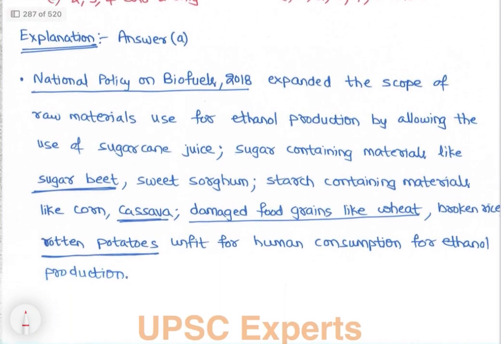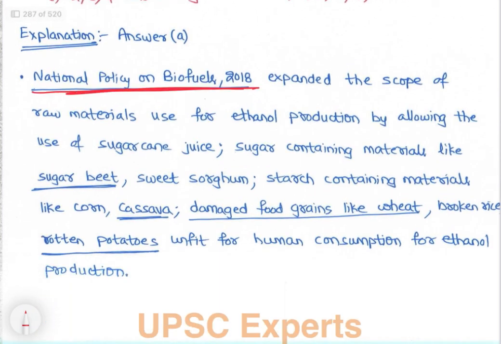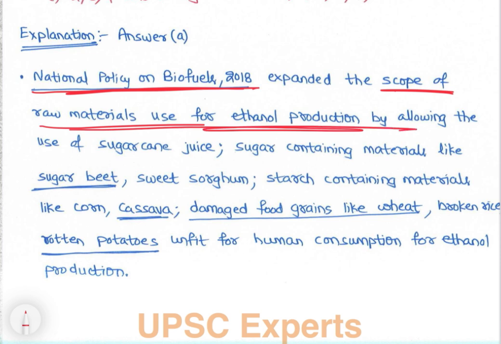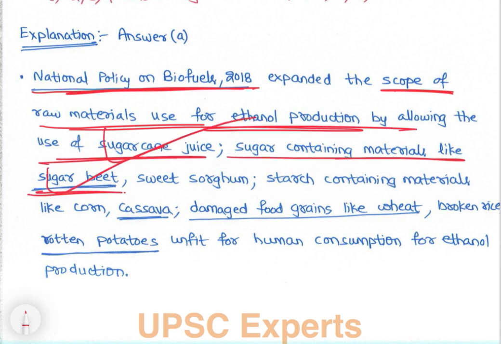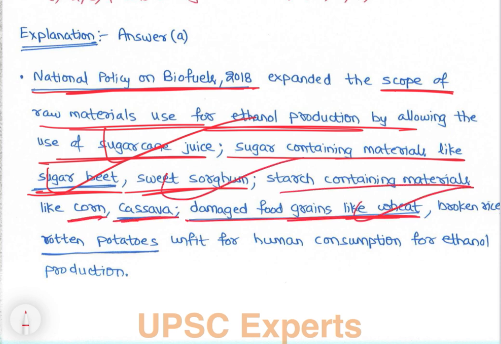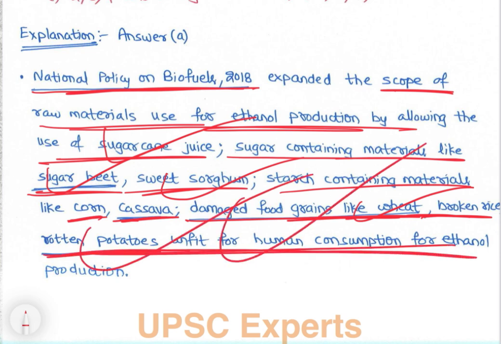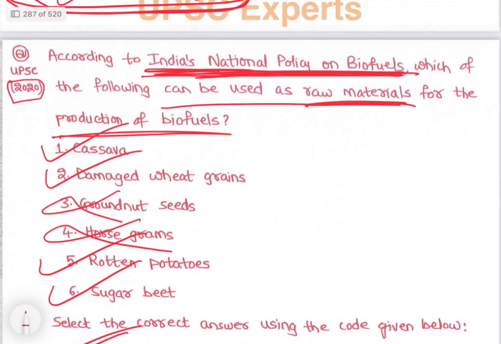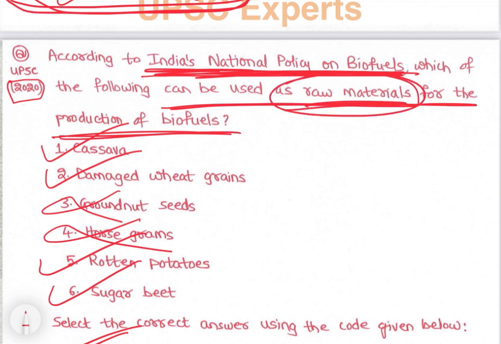So let's see. We have already discussed national policy on biofuels, expanded the scope of raw materials, use of ethanol production by allowing use of sugarcane juice, sugar containing materials like sugar beet, sweet sorghum, starch containing materials like corn, cassava, damaged food grains like wheat, broken rice, rotten potatoes unfit for human consumption, etc. can be used as raw materials for production of biofuels, right?